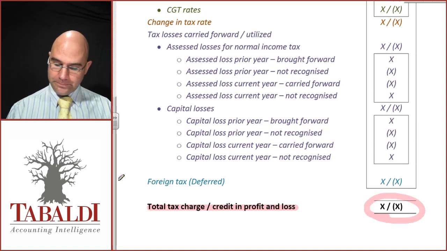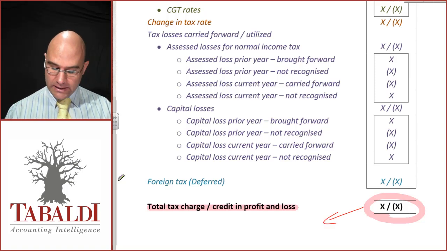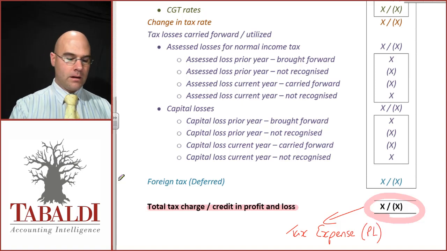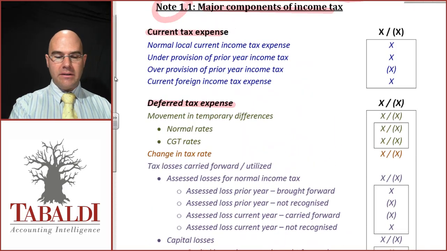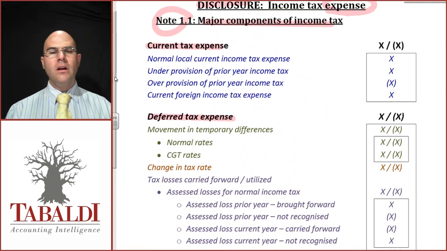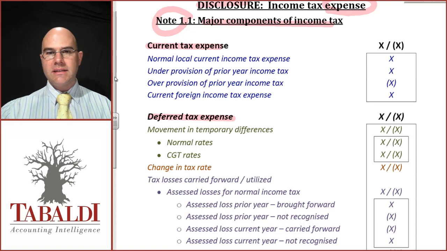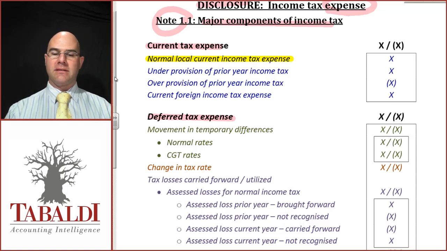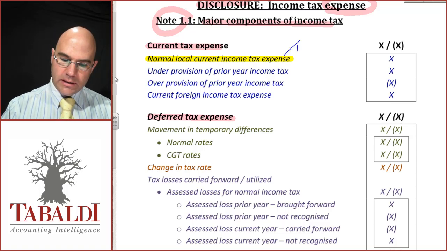Okay, and this line item must reconcile and be exactly the same as your tax expense in the statement of profit and loss. Must be the same figure. Okay, so starting off, let's have a look at my current tax expense first. So current tax expense is going to have multiple items. Okay, I've listed them all here, and we'll start addressing these as the lectures go on. First of all, let's have a look at our normal local current income tax expense. That will be per your tax computation, okay, which will equal your local income tax return.